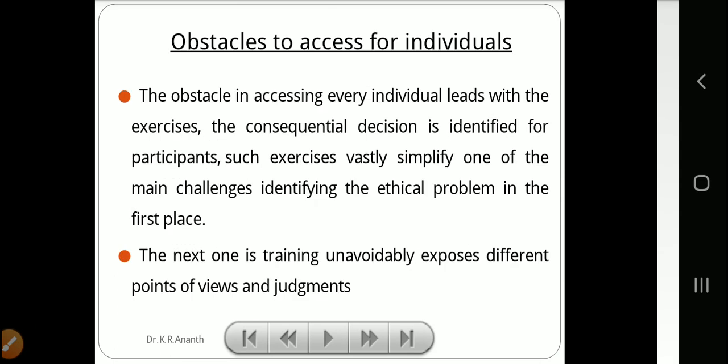Next, we are going to discuss the obstacles in accessing. Every individual leads with the various exercises that are identified for participation in the ethical problem. The next one is the training, which manifests to expose different points of view and its judgment to access for individuals.